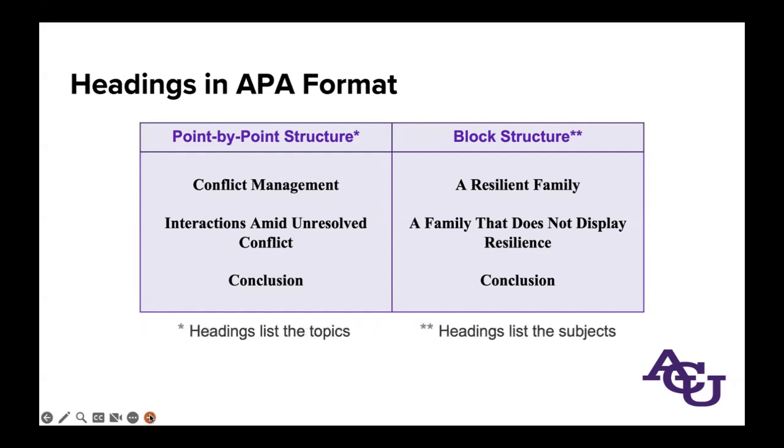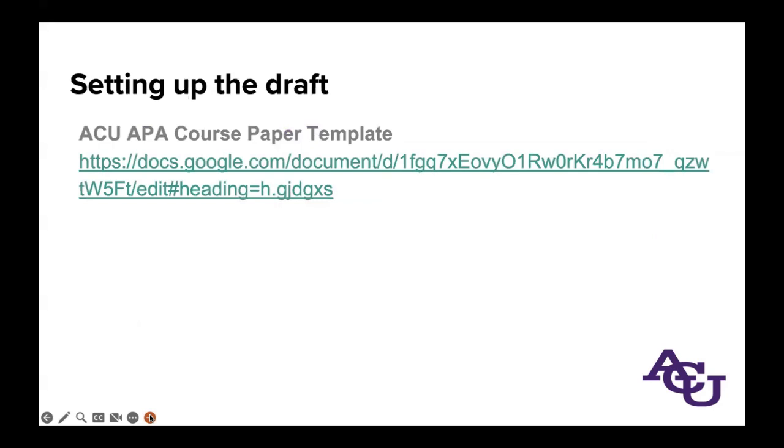On the other hand, if you want to use block structure, your headings can list the subjects that you're talking about. So the first major heading could be A Resilient Family. The next could be A Family That Does Not Display Resilience. And again, you would have a level 1 heading for the Conclusion.